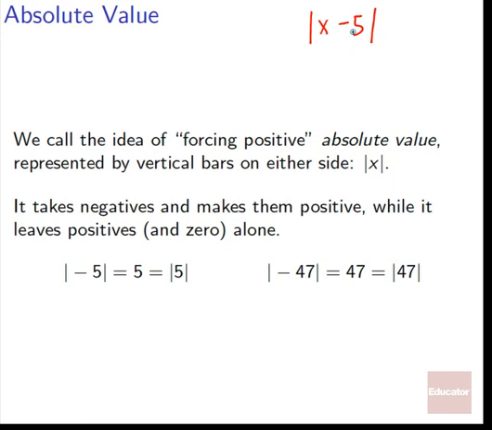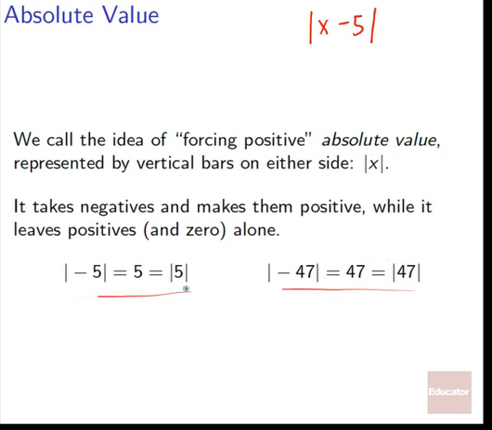Also, 0 won't do anything. If you're positive, you stay positive. If you're 0, you stay 0. If you're negative, you flip to being the positive version. You hit it with another negative. So -5 would become 5, but +5 would just become +5 as it already started. -47 would become 47. 47 would just stay as 47.